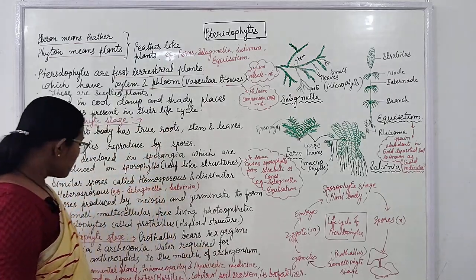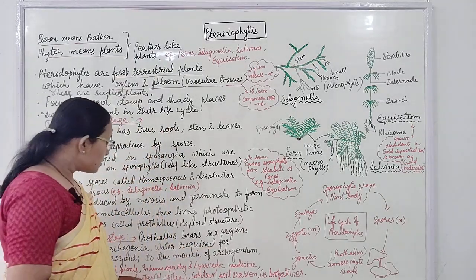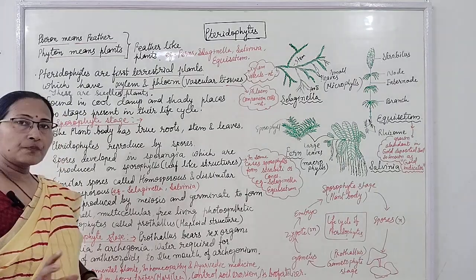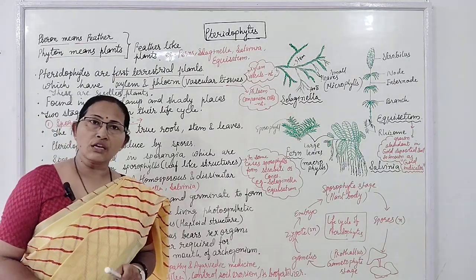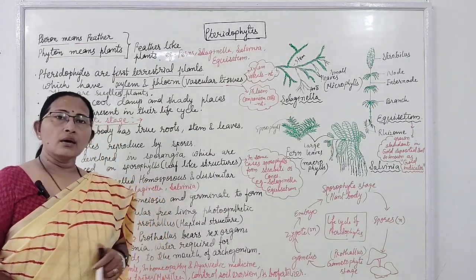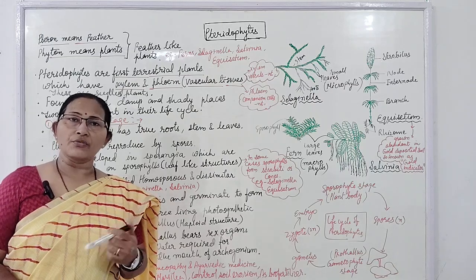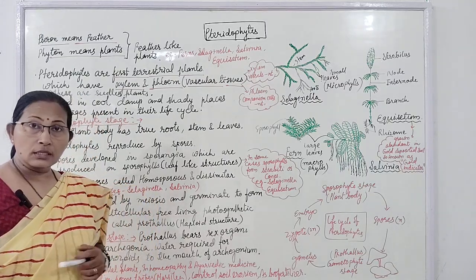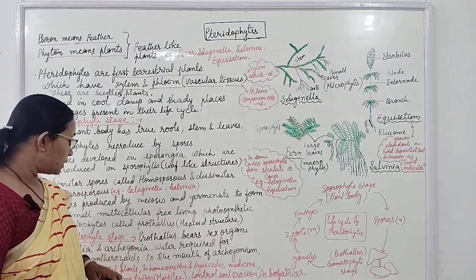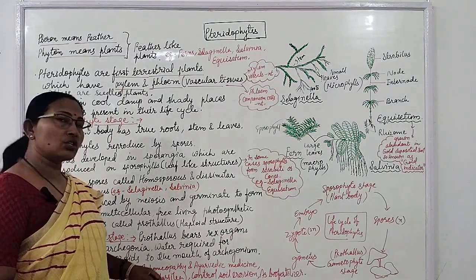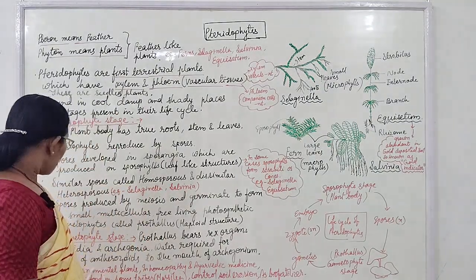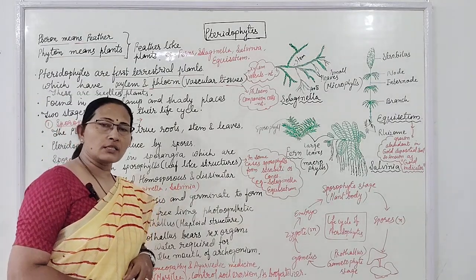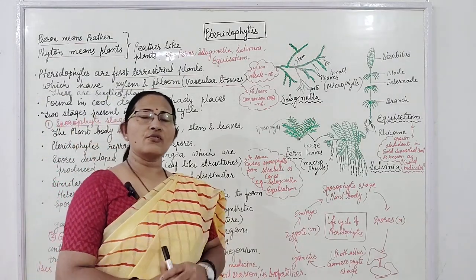Some pteridophytes, for example Marsilea, are used by tribal people in some parts of India, such as parts of Himachal Pradesh and some areas of Madhya Pradesh, as food. These pteridophytes are also used as ornamental plants. So this is about the pteridophytes.